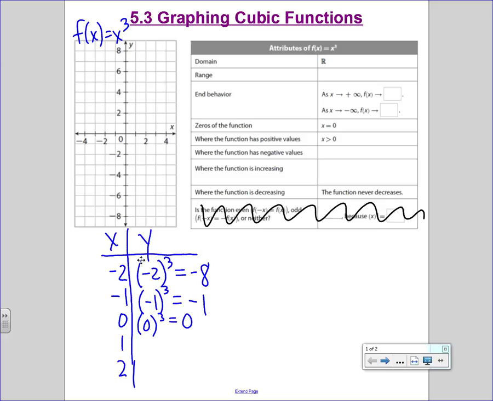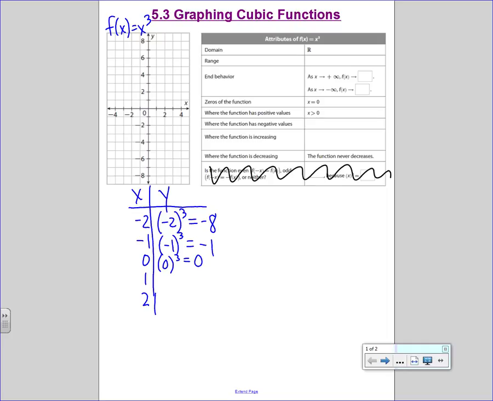What about 1? So 1 to the third power is just 1. And when we plug in +2, to the third power will be +8, right? So let's go ahead and graph those points. Then we have the point when x equals -2, y equals -8 of x cubed, so we're going to plot that point. Then we have -1, -1.